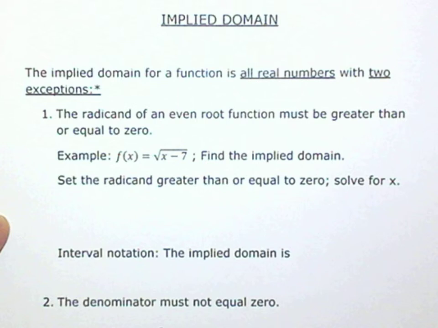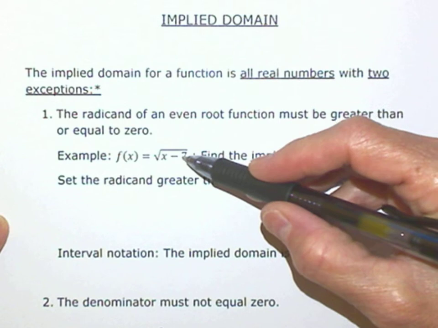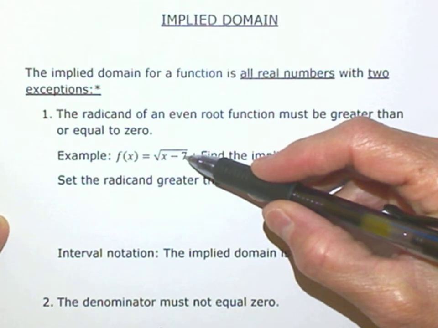The first exception is when we have an even root function, such as a square root. If we try to take the square root of a negative number, we get a non-real answer. So x cannot be any value that would cause the radicand to be negative. The radicand is the part underneath the radical.